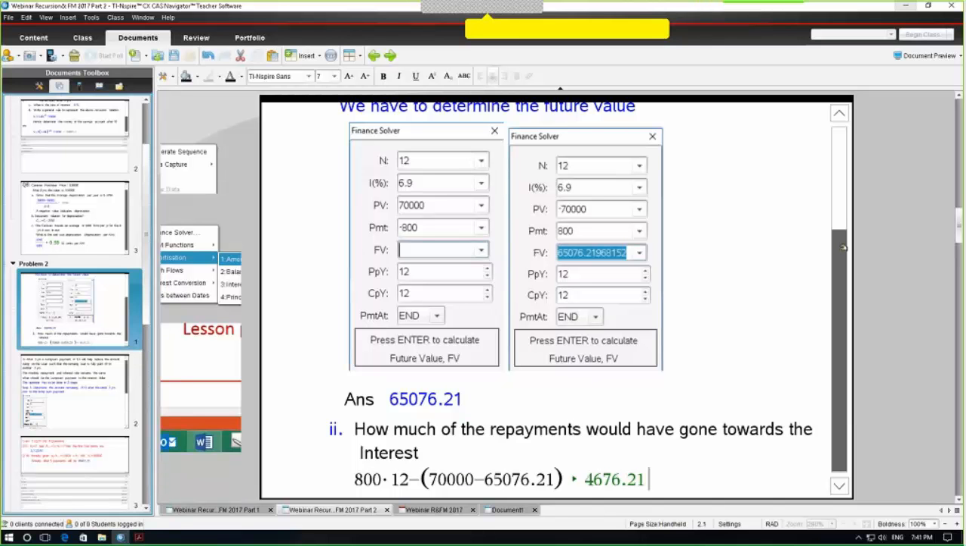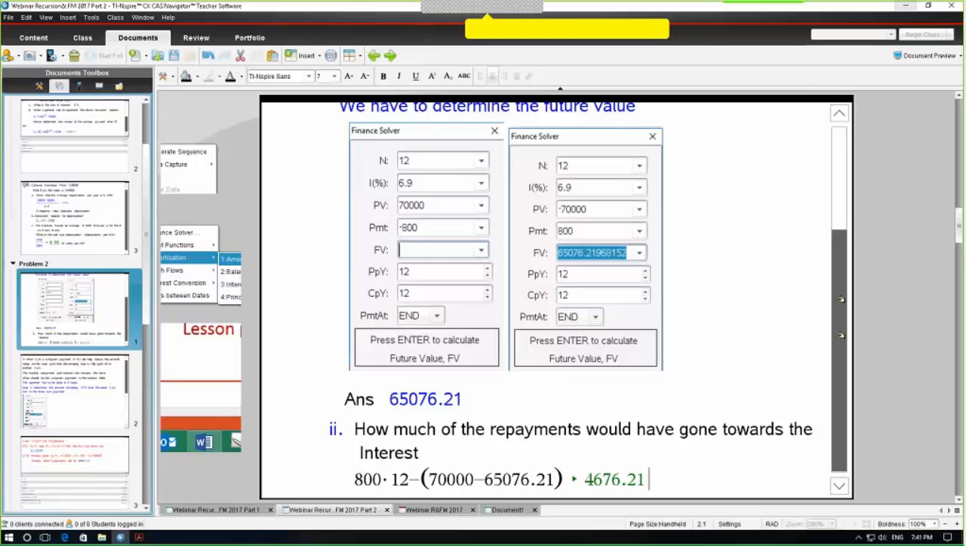So this is the information that we had. So I don't have the whole question. I just got the information that we need. So the amount borrowed is 70,000. Now I'm using the finance solver over here. So that's the present value. Rate of interest 6.5. It's compounded monthly. So I put the number of payments as 12. And the monthly payment that you're making each time is 800. So repayments of 800. Now that's the negative value that I put over there.